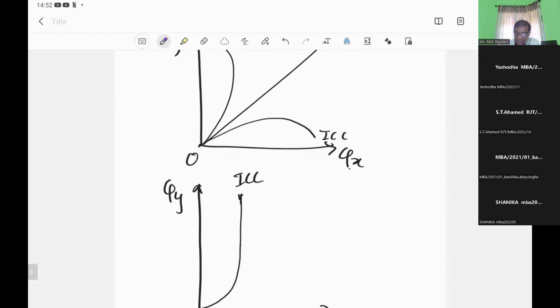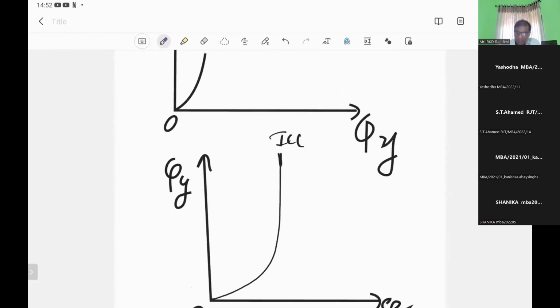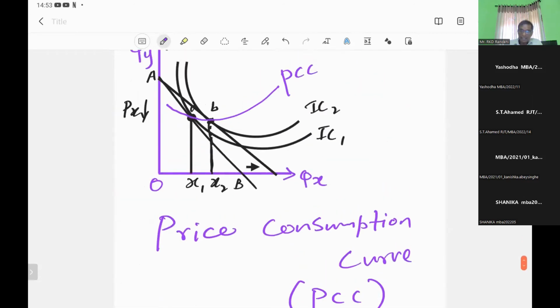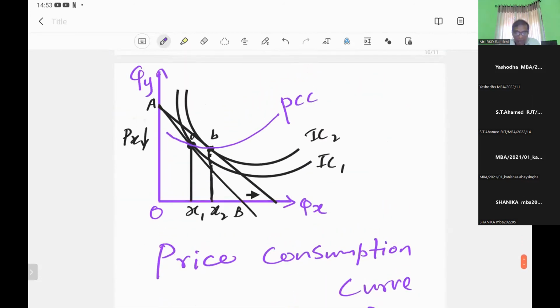Then here, right, changing commodity price and equilibrium. Then you can derive the PCC, price consumption curve. The price consumption curve is the graph that connects points of consumer equilibrium as price changes. PCC. Right.